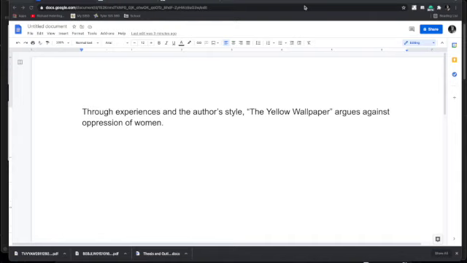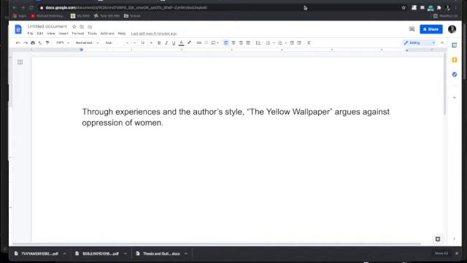So let's look at a thesis here on the screen. And I saw quite a few things like this in reviewing thesis statements in the different classes I was grading today. So here we have one about The Yellow Wallpaper, a story many of you read. And it says, "Through experiences and the author's style, The Yellow Wallpaper argues against oppression of women." Okay, so you can see that this thesis is trying to use that template I gave you. Through text features, a certain effect is created.